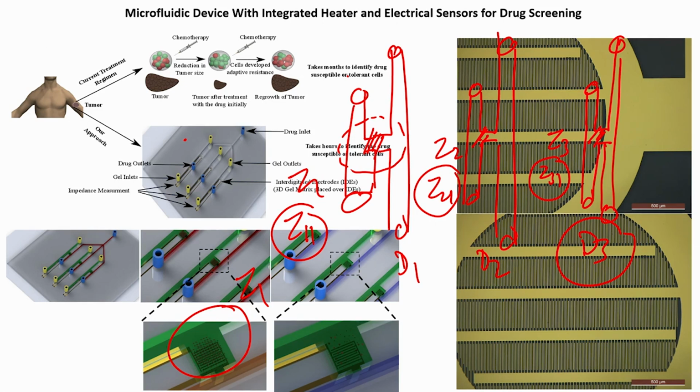For the second patient, it may not be true. Again, you have to do the same experiments and you may find that instead of drug 3, drug 2 may be useful. Now, how these interdigitated electrodes can be fabricated is very simple.